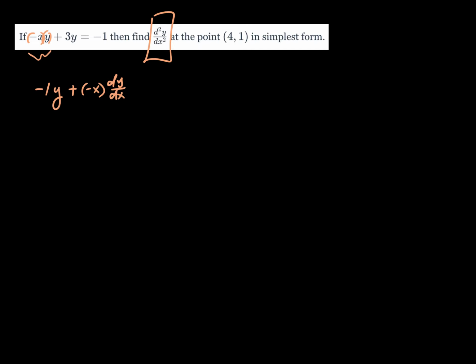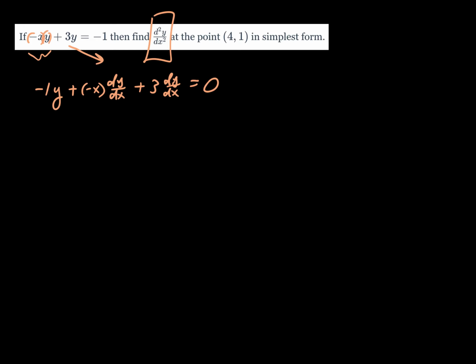Again, this confuses some people. I know I don't have a y in it. It's because the y just became 1. This dy dx goes with this negative x. Let's continue. The next term, this one is plus 3y. That becomes plus 3 dy dx. And over here, all constants become 0.